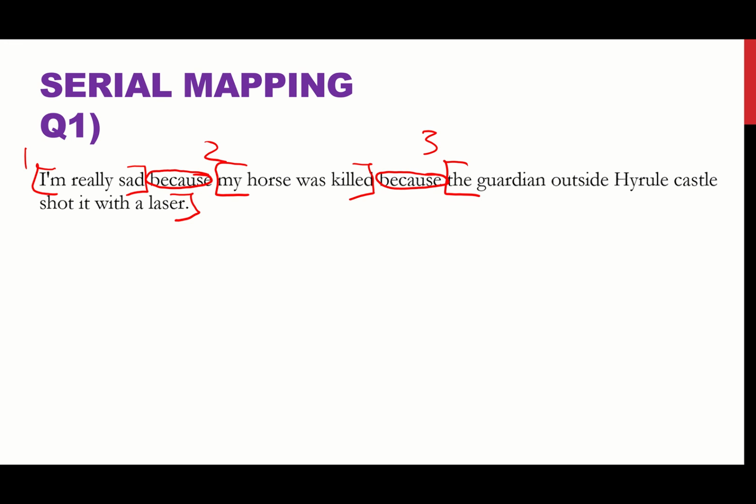So where was this all headed? I'm giving reasons for my sadness. That's the final conclusion. I'm sad because my horse died. So 2 is the reason for 1, and my horse died because the Guardians outside Hyrule Castle shot it with a laser. Ta-da! 3, 2, 1 again.